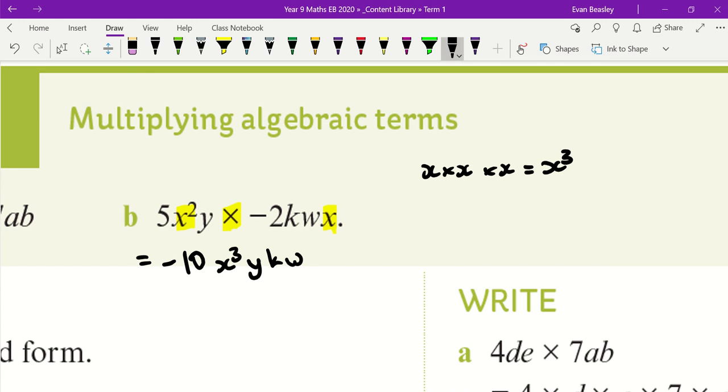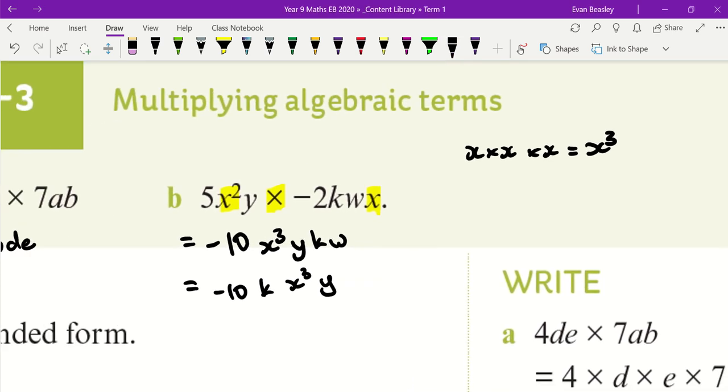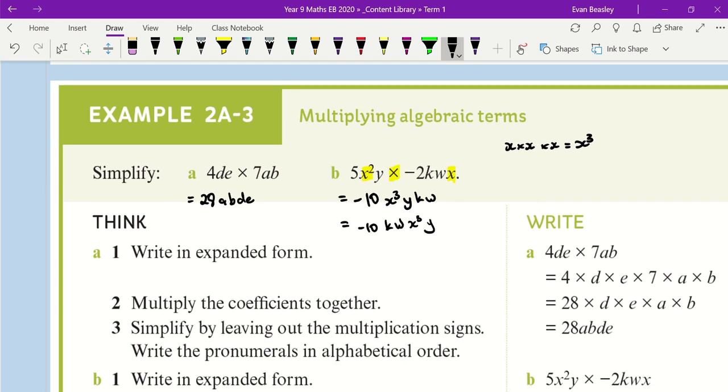Now I could just rewrite this in alphabetical order. So there's a 10k and then there's a x, y and z. So we go x to the power of 3, y. So let's just put it in as wx to the power of 3, y. And that's simplified.